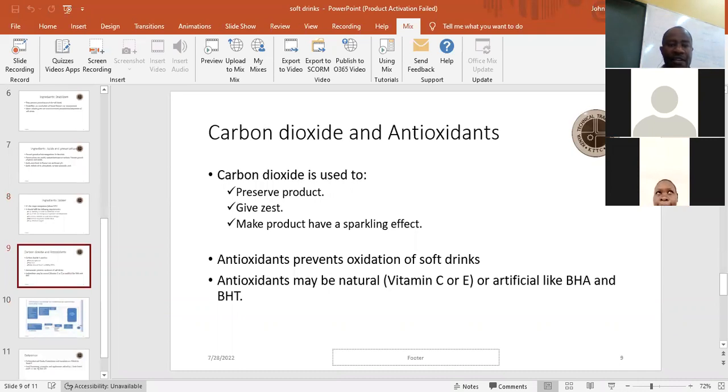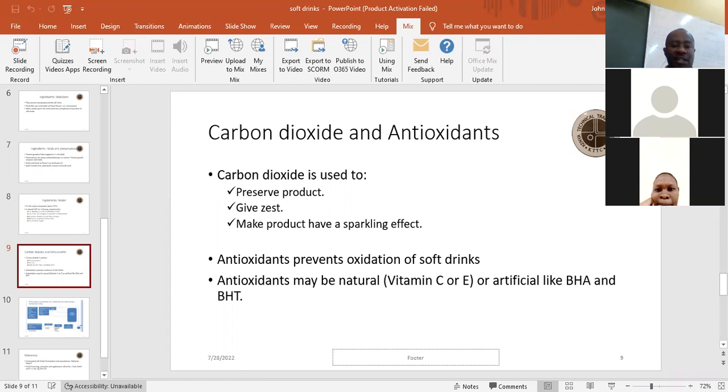Then finally, we have carbon dioxide and antioxidant. These are used for preservation purposes, to prevent oxidation and spoilage of the drink, and for the carbon dioxide, to give zest and a sparkling effect, what we call the quenching effect. So that is important. And now to our final part, where we'll be looking at the process of making the soft drink.